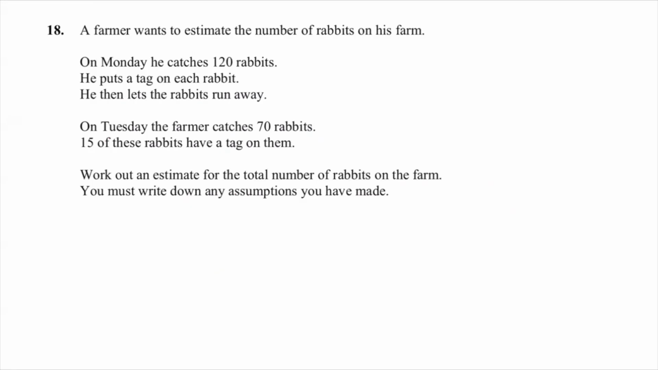Okay, so a farmer wants to estimate the number of rabbits on his farm. On Monday, he catches 120 rabbits and he puts a tag on each rabbit and then he just lets them run away. So we've got 120 rabbits out of a number we don't know that now have tags. On Tuesday, he catches 70 and 15 of these rabbits have tags on them. So 15 out of the 70 caught have tags.